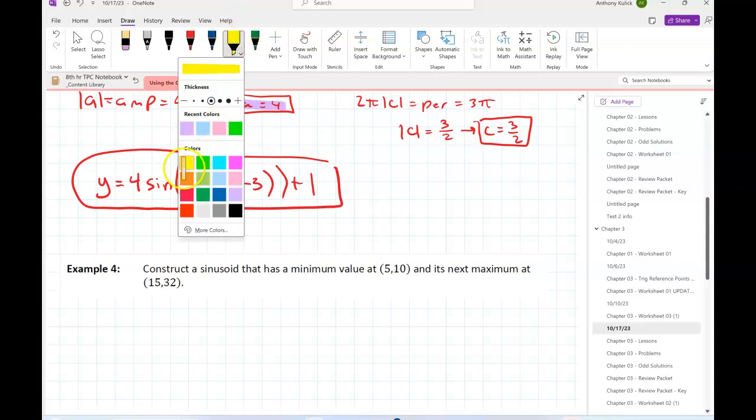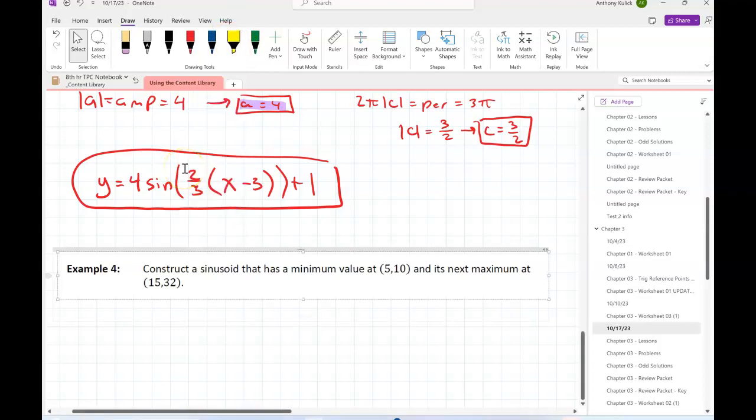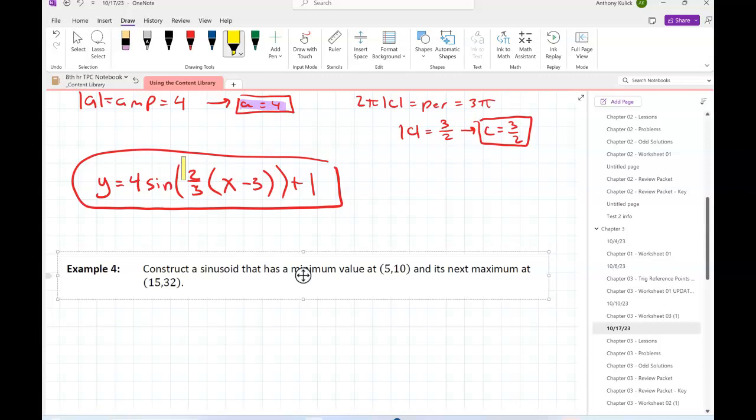So first thing I'm going to do is decide whether I want to do this as a cosine or a sine. So I'm going to look at the kind of points I'm given. I'm given minimums and maximums, right? Or I'm given a minimum and a maximum. So what kind of function are we going to use?